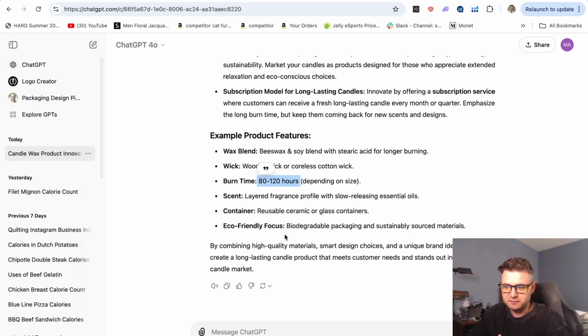Look at this, eco-friendly focus as well, biodegradable packaging, sustainably. So that could be a sick packaging method we have too. So obviously I'm probably not going to do this product because I already have something in mind that I'm doing on my end. I already am working on so much stuff right now. But this is just an example, guys, of how to innovate a product, right? And this is how you separate yourself.